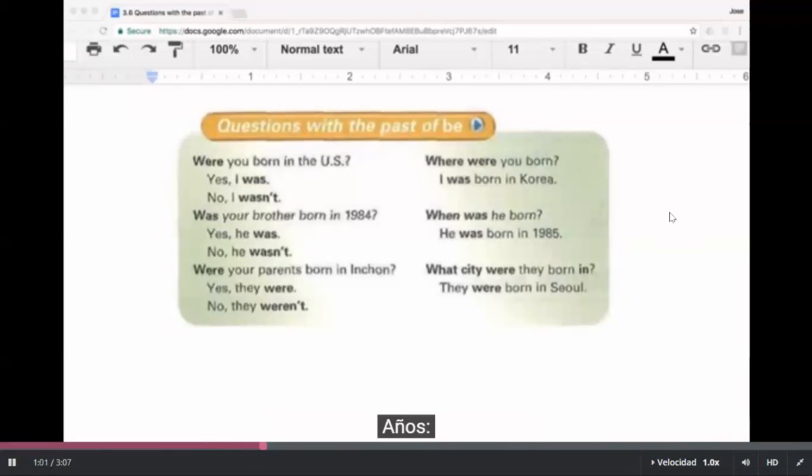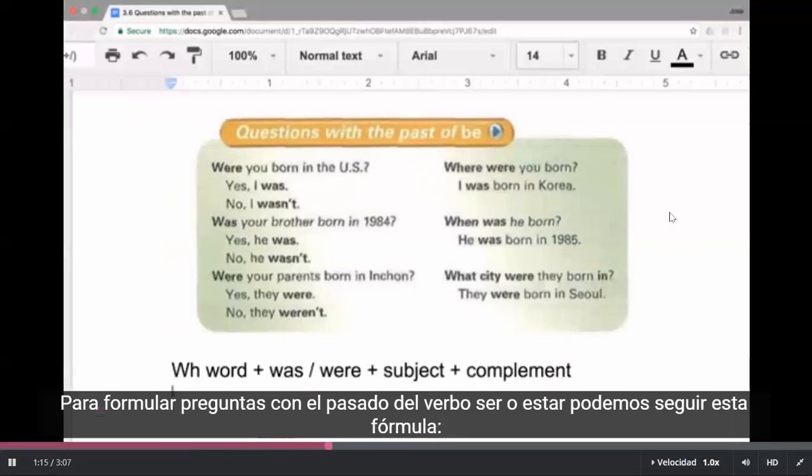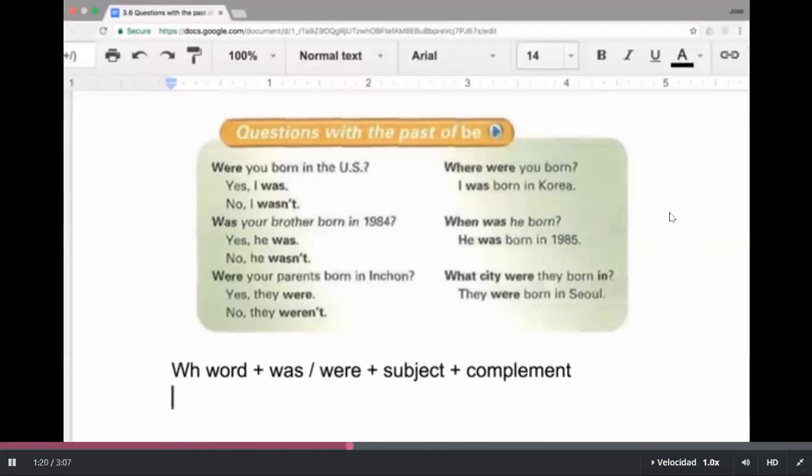Years. 1906, 1917, 1999, 2001. To form questions with the past of be, we can follow this formula. WH word plus was or were plus subject plus complement. Let me point out that whenever we make yes or no questions, there won't be a WH word.